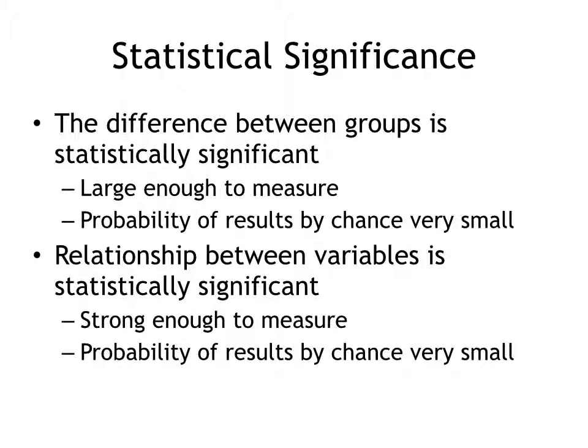We also can do this when we're talking about relationships. So we're saying that the relationship in the variables is strong enough to measure, and that the probability that it's just by chance is very, very small. Then I have statistical significance.